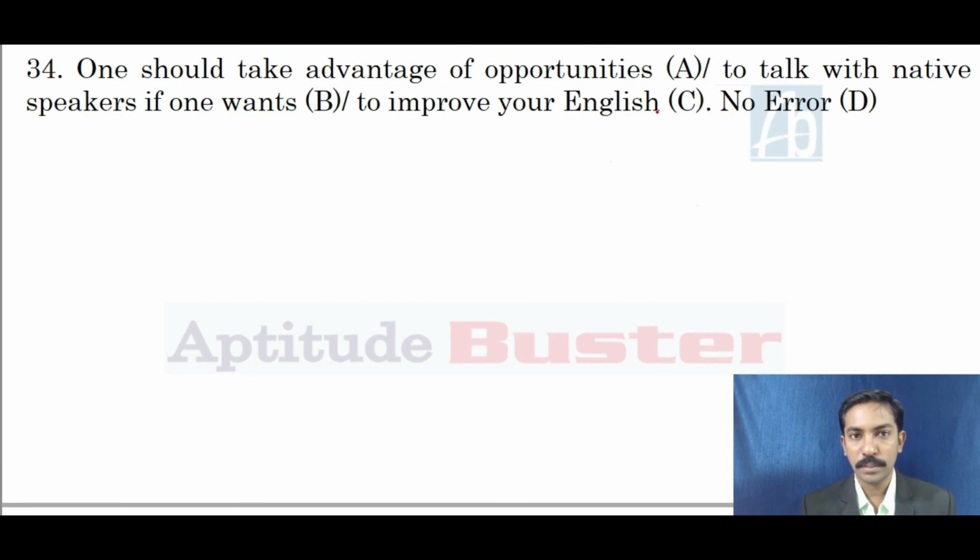I believe this is the easiest one. The error lies in segment C. The correction is one apostrophe S, because we're discussing the third person, someone in general. One should take advantage of opportunities to talk with native speakers if one wants to improve.